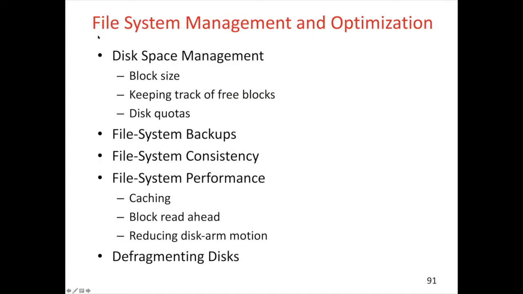For the file system management and optimization, in the disk space management, the block sizes are optimized. It is handled by keeping track of free blocks and disk quotas, and also providing file system backups and file system consistency. Furthermore, file system performance is optimized by using caching, block read ahead, and reducing disk arm motion, and also defragmentation of disks is handled.